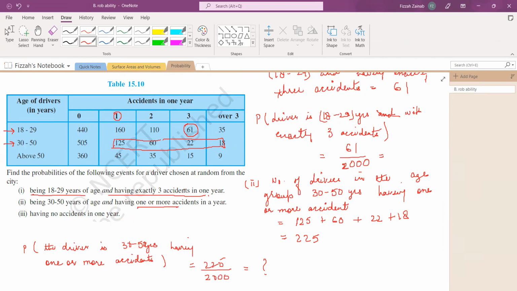Now here, see, he is not talking about the age of the driver. He is simply saying, see the third question, having no accident in 1 year. So there is no mention of age. The driver can fall in any of the age groups. So what should I take here? What is the number of drivers having no accident?